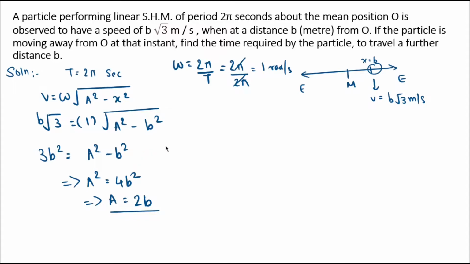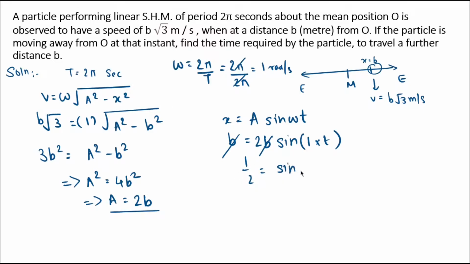Now in order to calculate the time at point x equal to b, we know the expression for instantaneous displacement, x is equal to A sin ωt, where x is at point b. So b is equal to A, which we got as 2b, into sin of ω, that is 1, into t. So b gets cancelled, and if you take 2 to this side, it will become 1 by 2 equal to sin t.